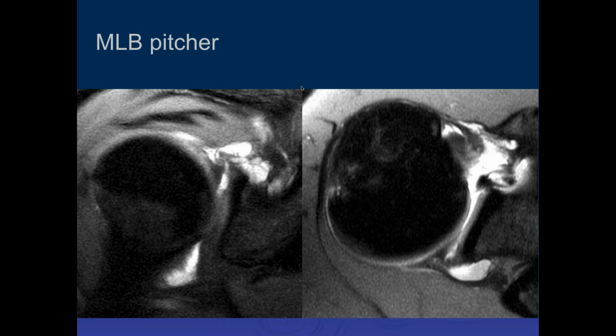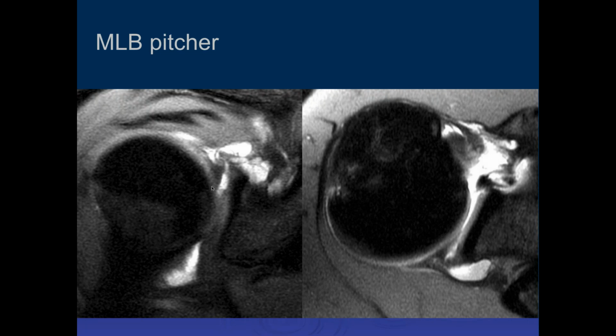Which one are you calling sagittal? What is that on the left? I think axial. Superior glenohumeral ligament. This is the superior glenoid here. That's the humeral head. I think these are both axial. This is one higher up, and this is one down a little bit lower.